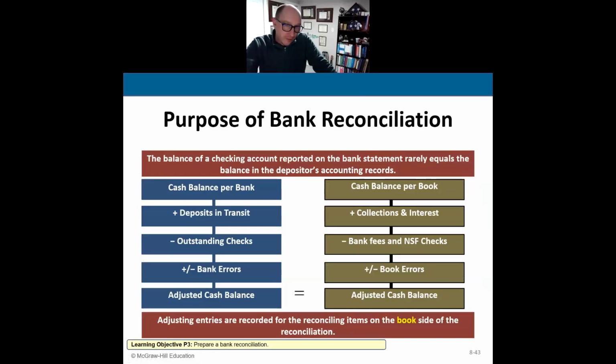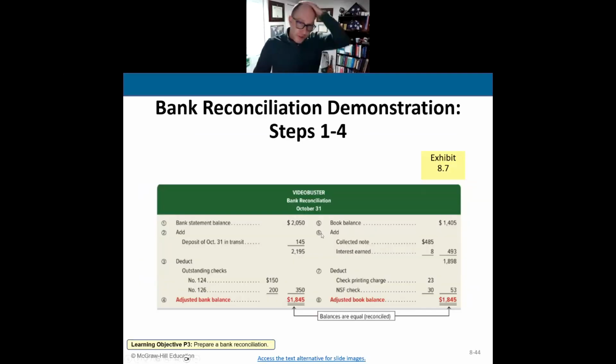And this is the formula for it. Very simple. Cash plus deposits minus outstanding checks plus or minus any bank errors gives us our adjusted cash balance in the bank. And then we balance it with our book side. Cash per the book plus interest and collections minus any fees plus or minus any errors gives us our adjusted cash balance. This is an example of that process, the 8-step process.